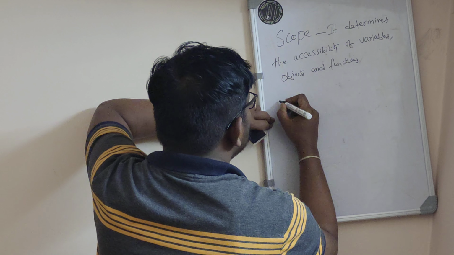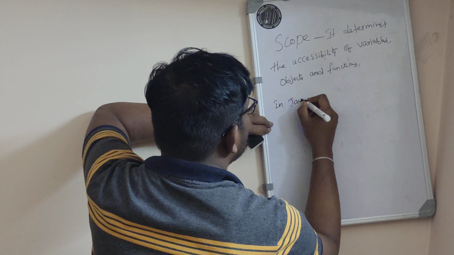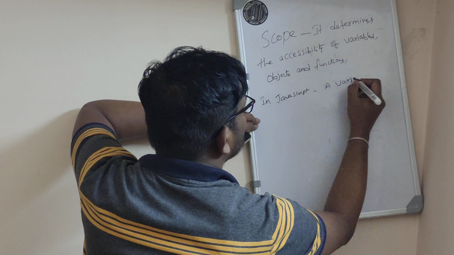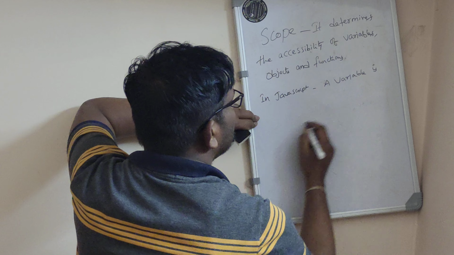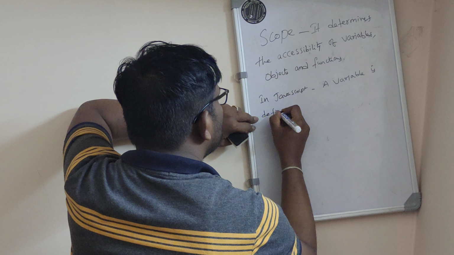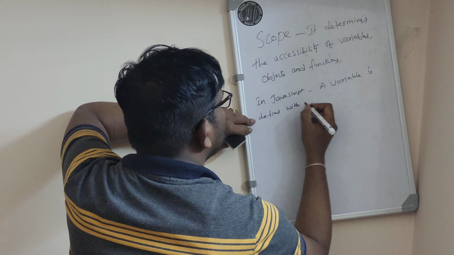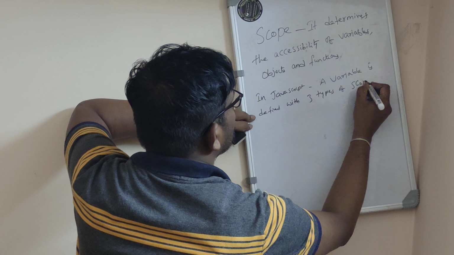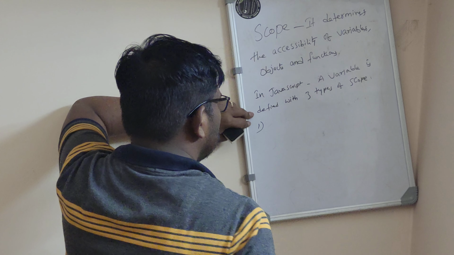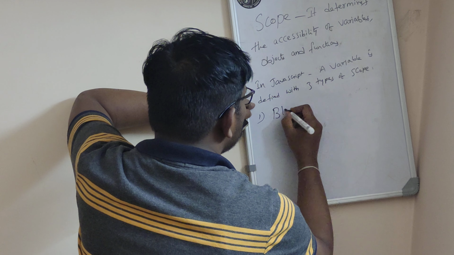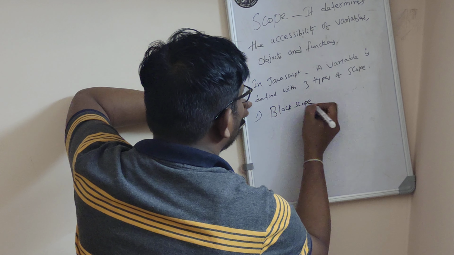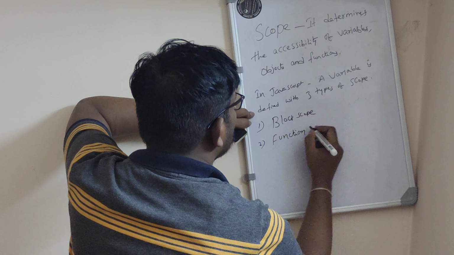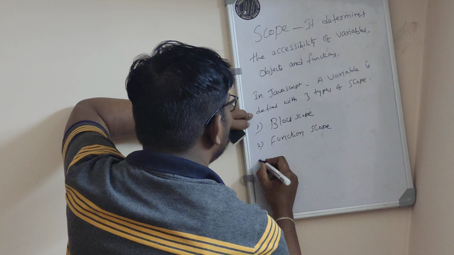Where? So in JavaScript, a variable is defined with three types of scopes. One is block scope, second one is function scope, third one is global scope.